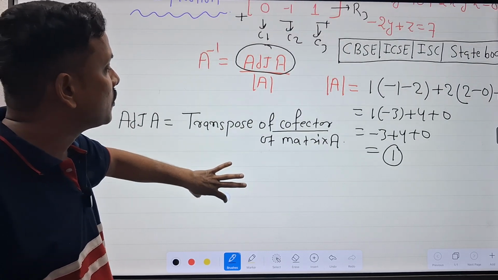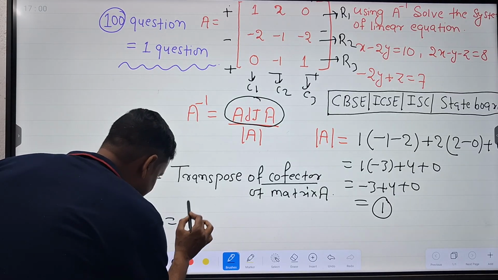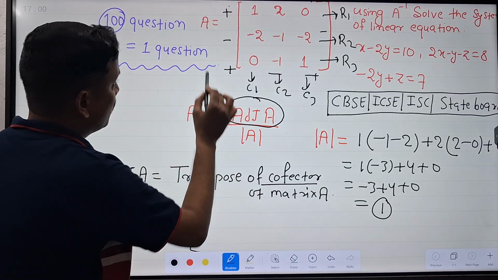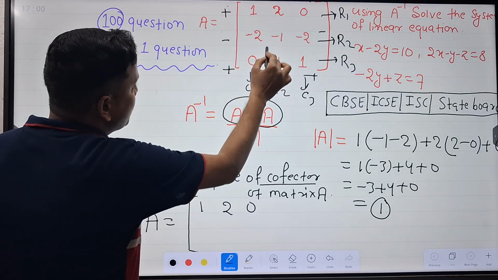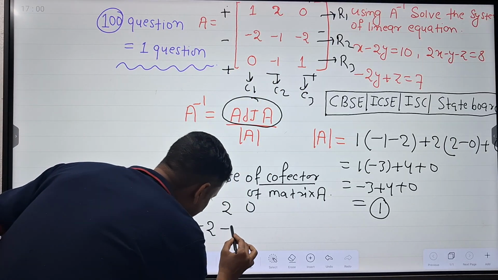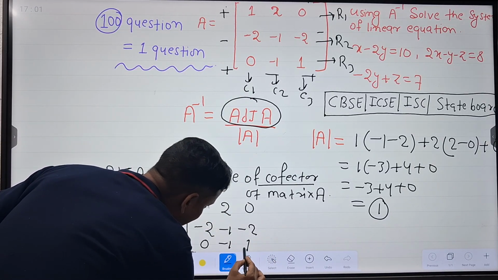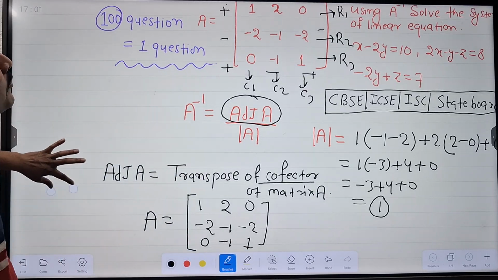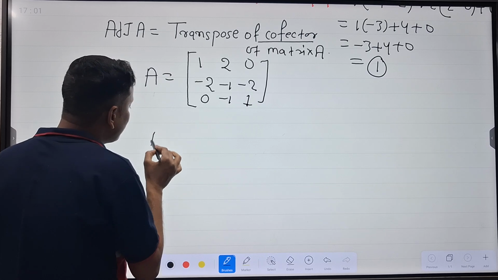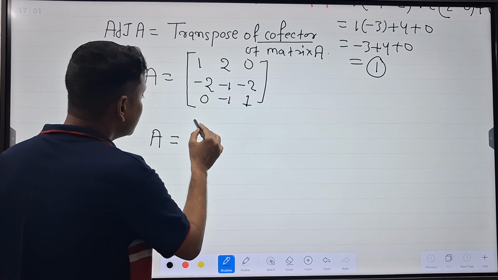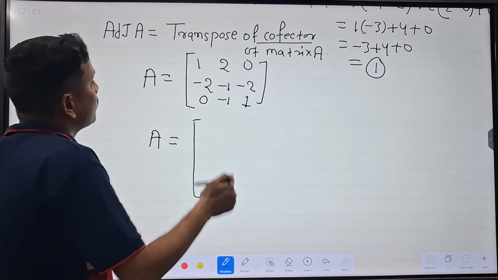So how will you find the cofactor? I will have to write matrix A first here: 1, 2, 0; minus 2, minus 1, minus 2; 0, minus 1, 1. For this matrix I have to find the cofactor. So for this matrix I am going to find the cofactor.